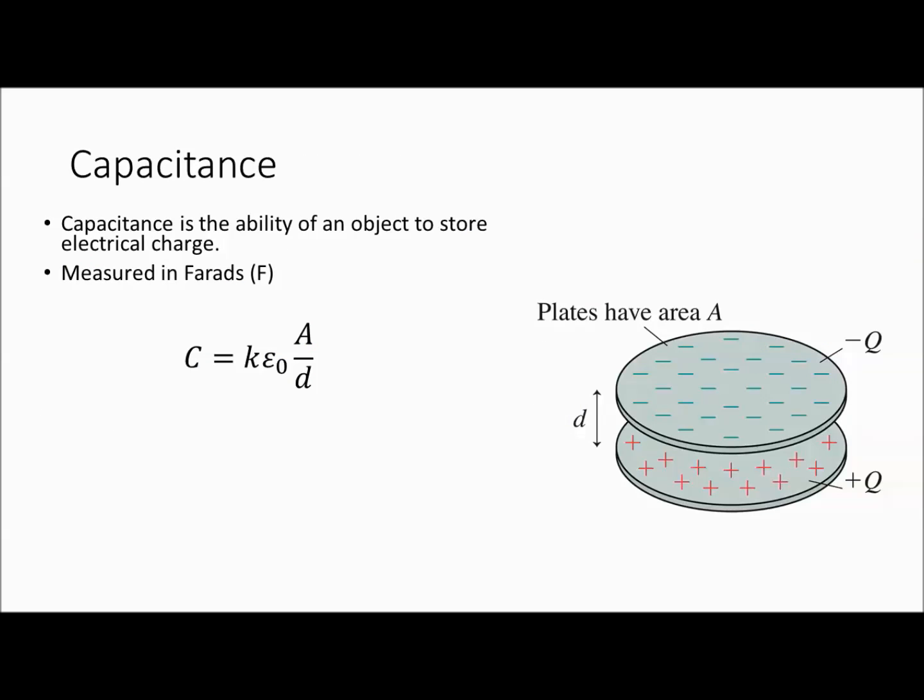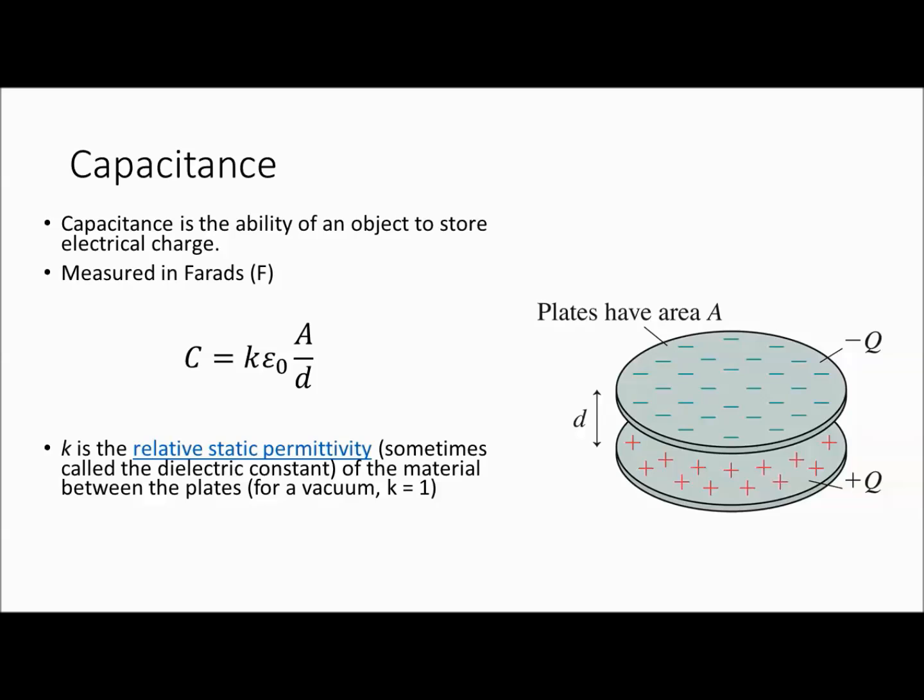So capacitance is a property of a capacitor, and it's actually any object's ability to store electrical charge. In a capacitor, we have parallel plates. They have an area, and then there's a distance between them. That area and distance will define the capacitance, and we use the K constant, which I'll talk about in a second, epsilon naught, times the area divided by the distance. That is the capacitance. We measure capacitance in farads, although oftentimes it'll be microfarads or picofarads.